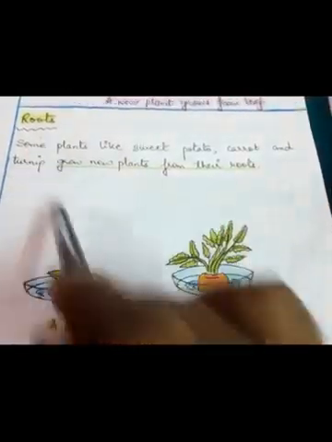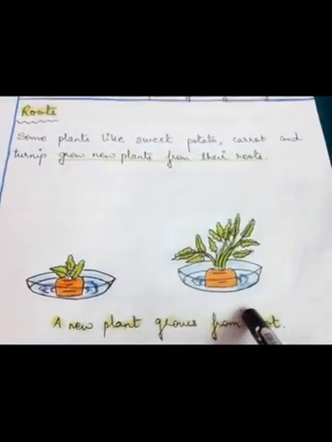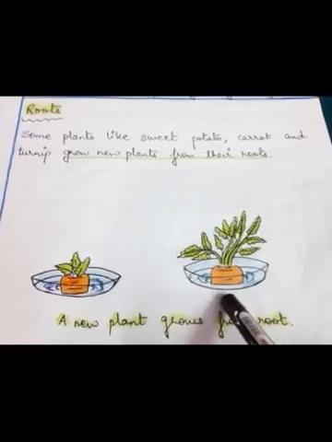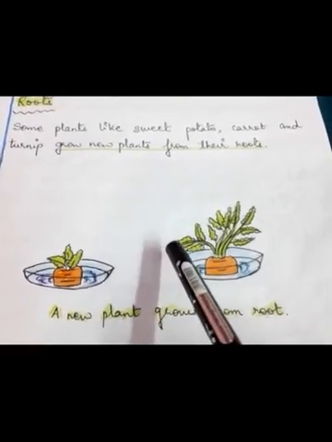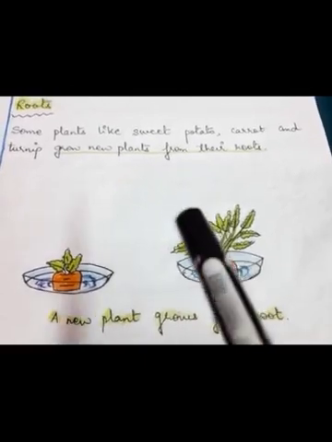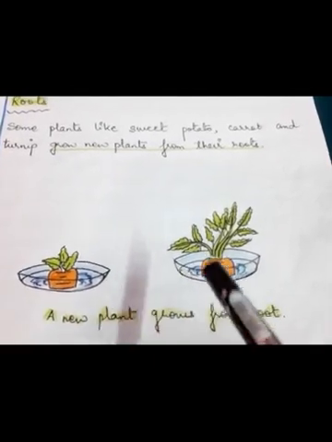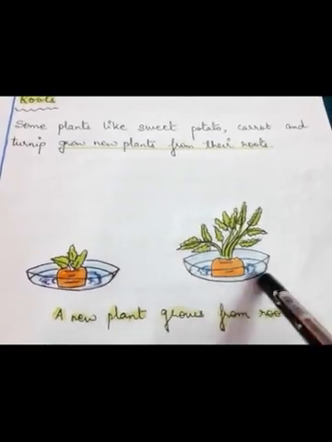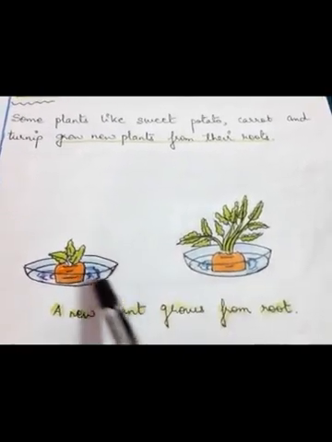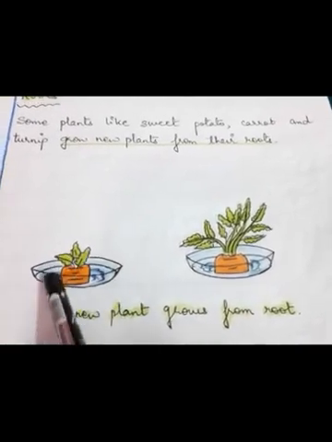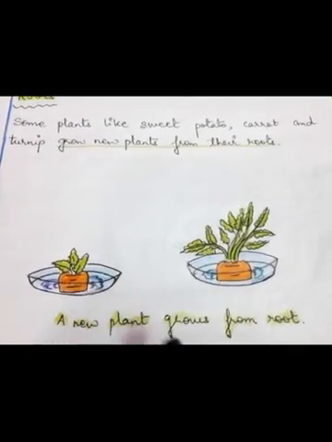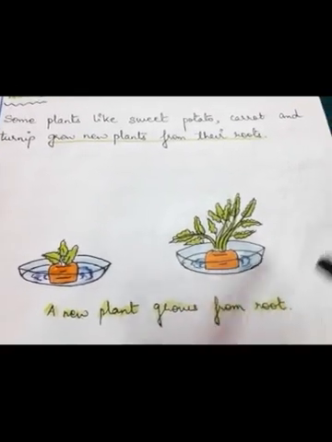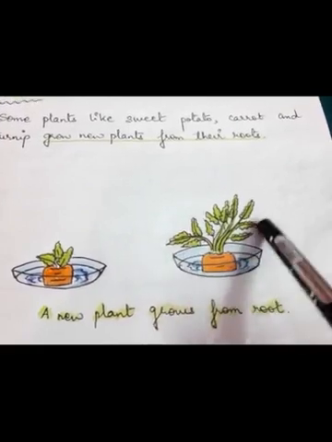Now we will study about roots, which are another type of vegetative part. Some plants like sweet potato, carrot, and turnip grow into new plants through their roots. So here the vegetative part is the root. Let's take the example of a carrot. We can cut the upper thick portion of the carrot and sow it in the soil. After a few days you will see a new carrot plant from it.